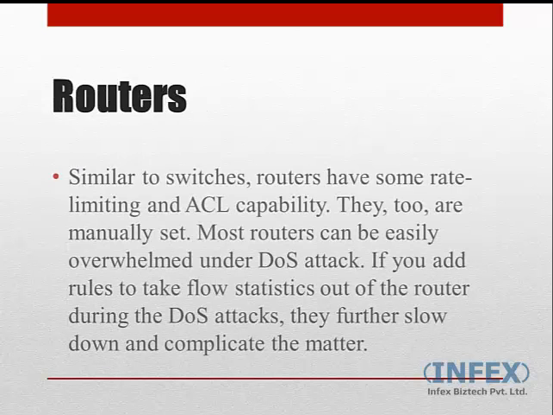Routers. Similar to switches, routers have some rate limiting and ACL capacity. They too are manually set. Most routers can be easily overwhelmed under a DOS attack. If you add rules to take flow statistics out of the router during the DOS attack, they further slow down and complicate the matter.